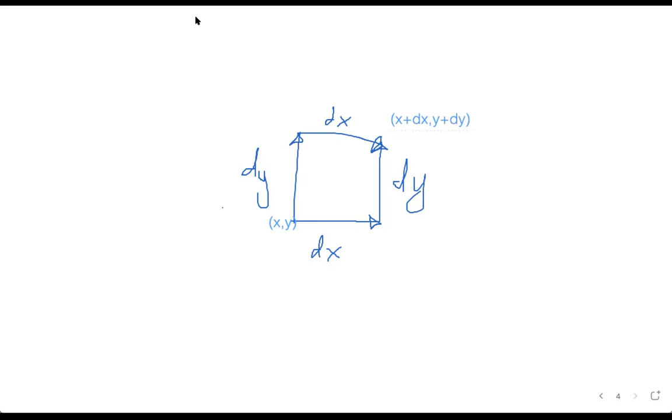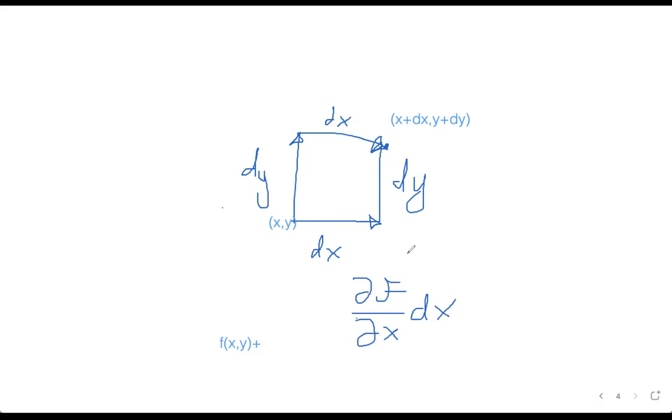If I wanted to know how the function changed by here, what I could do is write f of x, y. That's the base value. Then I could ask, how does the function change as I move, let's say, to the right along this little dx? That would be partial f, partial x, times this dx, because my function is essentially linear. So I would have that term.